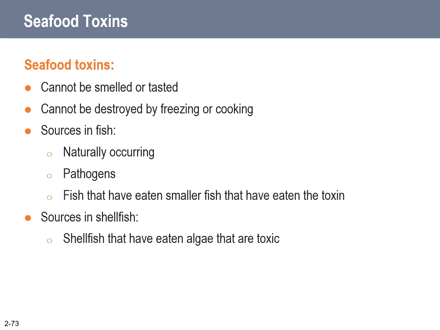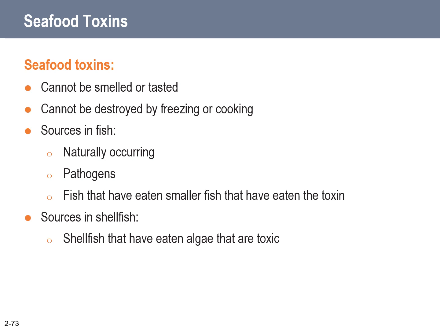Their sources are in fish, so they can be naturally occurring. They are pathogens. And if you think about this, there are predatory fish who eat smaller fish, and those smaller fish are the ones that eat the toxin. Since these fish live in the water with this toxin, they are not going to get sick. The only people that are going to get sick are the humans that consume this toxin. We are the ones that are going to get sick.